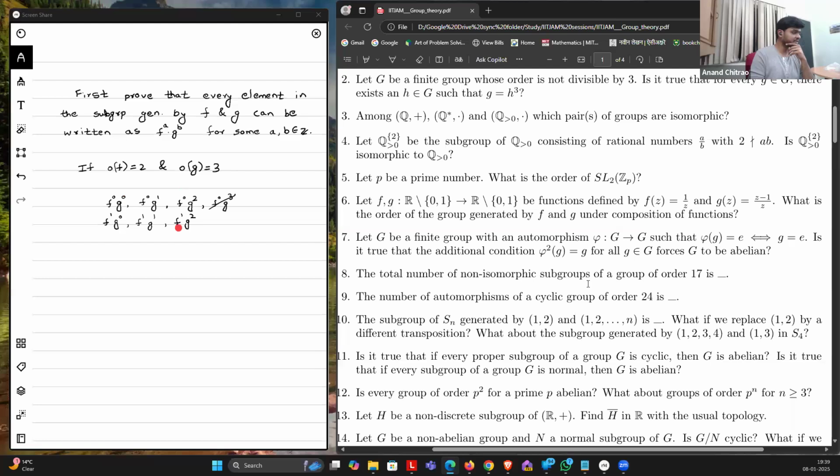Is that okay? Yes. If this statement is true, that every element in the subgroup generated by f and g can be written as a power of f times a power of g, and the orders are bounded by 2 and 3, then these are the only elements in the subgroup. Suppose this statement is true, and instead of 2, the order of f is x and the order of g is y. Then what is the cardinality of the subgroup generated by f and g?